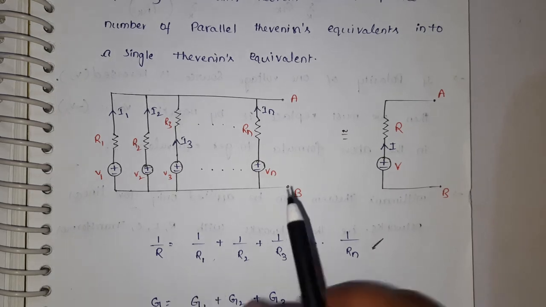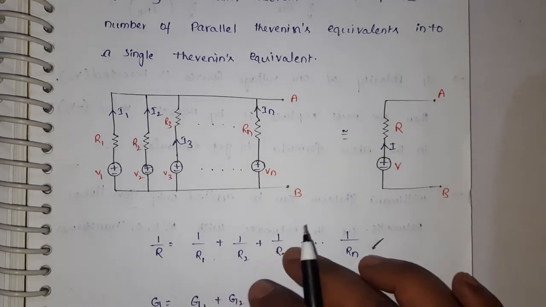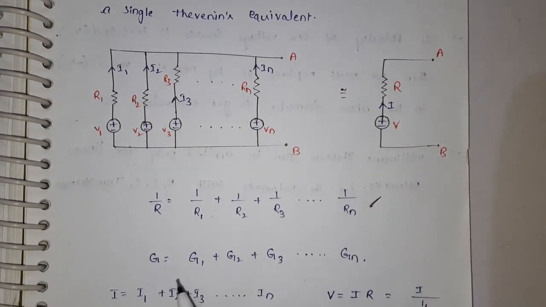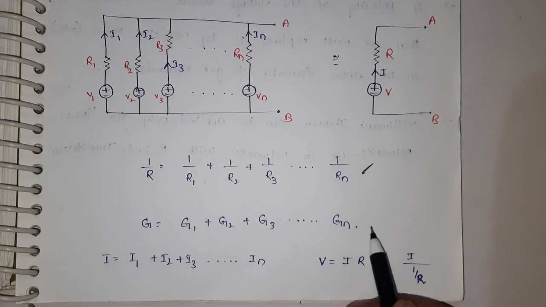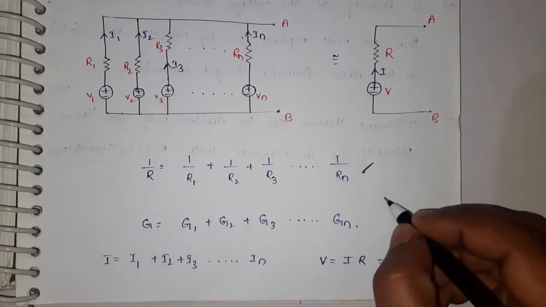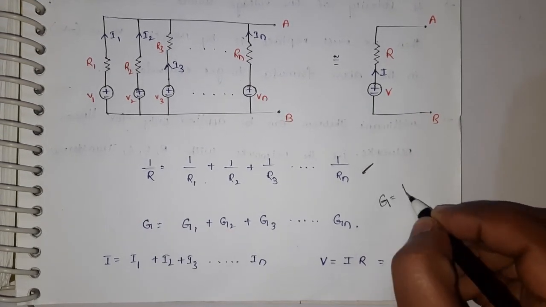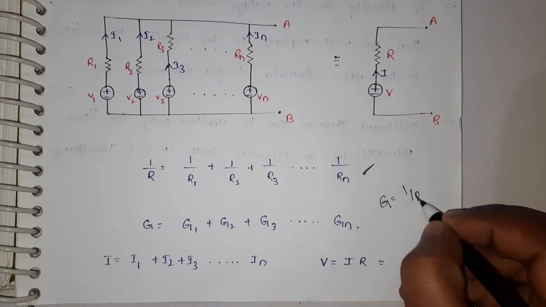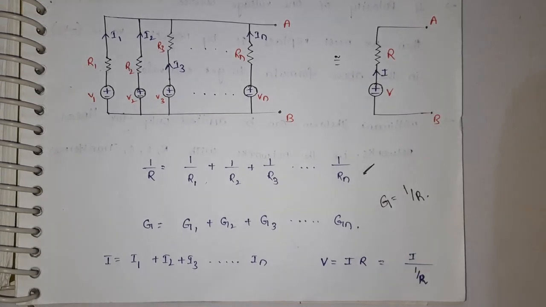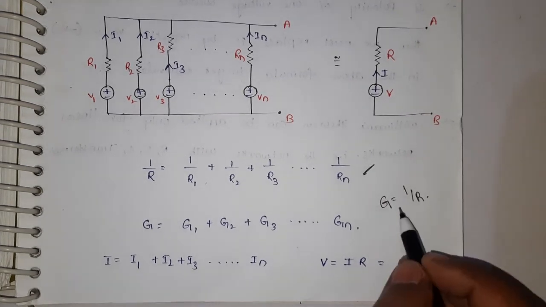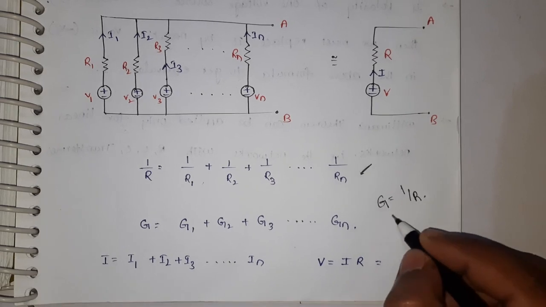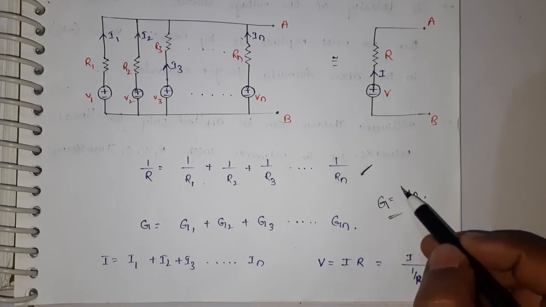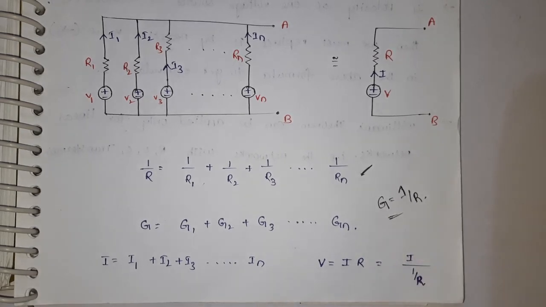And what is the conductance value? Conductance G equals G1 plus G2 plus G3 and so on Gn. Conductance G is nothing but the reciprocal of resistance, and it is the property of matter which allows current to flow through it. That is called conductance, which is nothing but 1 by resistance.